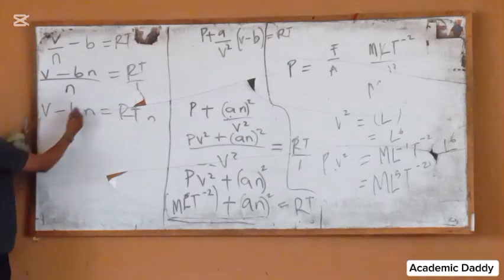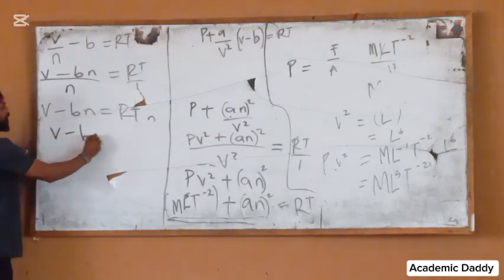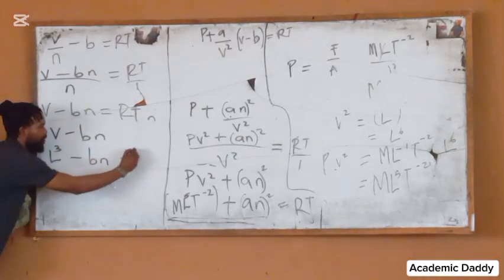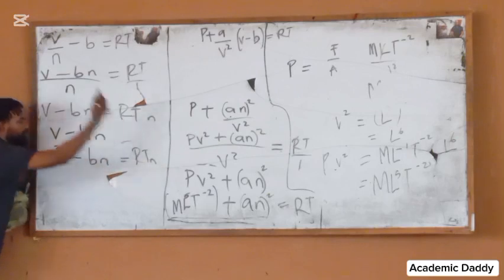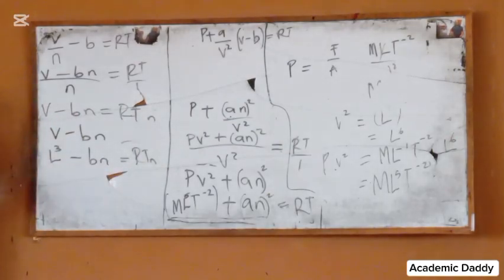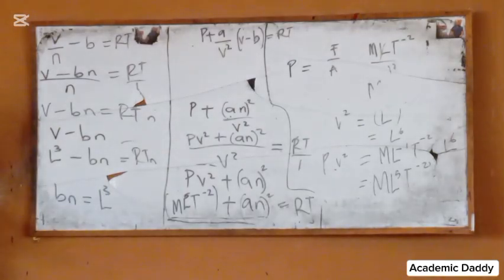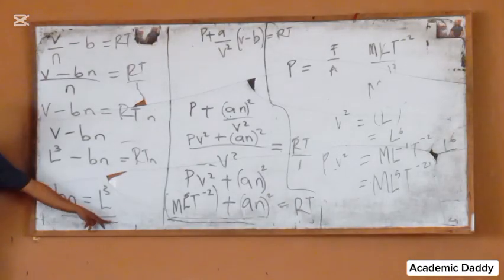So if I know that, this is where I'm focusing: V minus bn. So this is volume, which is L raised to power 3. Is it not true? Minus bn equals RTn. I have no business with this, but I'm carrying it. So obeying the rule, for the fact that this is being subtracted, bn in this case is equal to L raised to power 3. This is where I will stop. I will not come and say L3 all over n. I will not come and say, using your normal mathematics, now trying to make this to be divided.